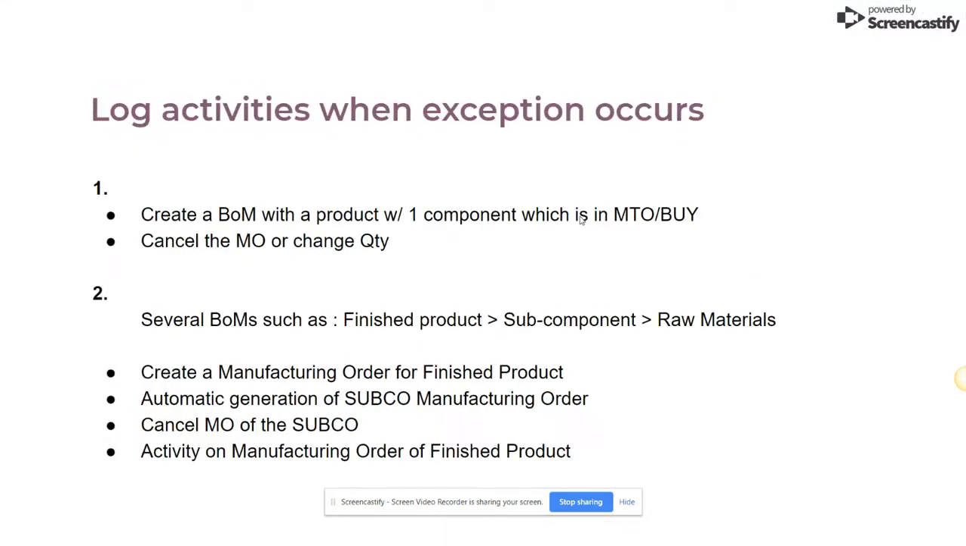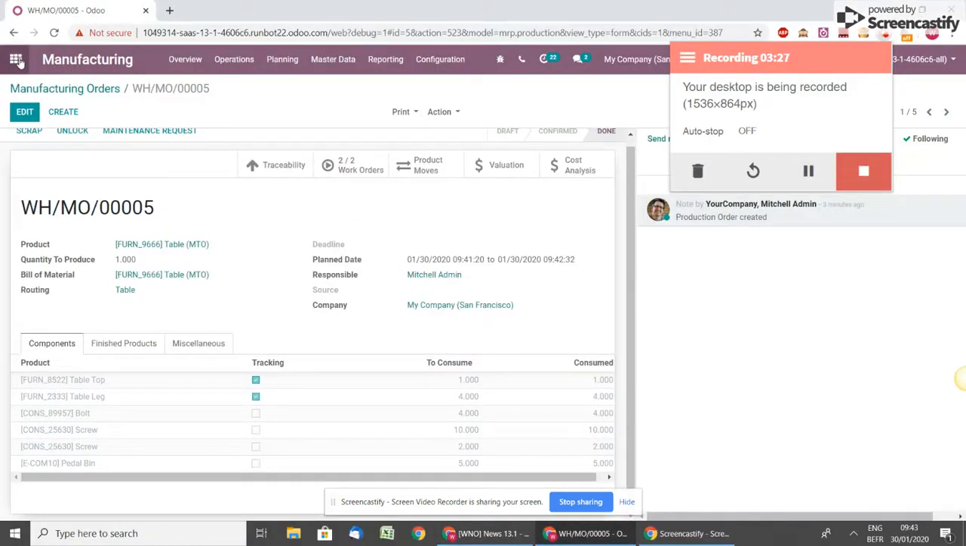The other feature I'd like to show that seems interesting is the possibility to log activities when an exception occurs. So, for example, when you are in MTO and you are going to cancel a purchase order, and/or cancel the manufacturing order, you can find information on your purchase order. So here you can see the workflow. So we are going to do that directly.